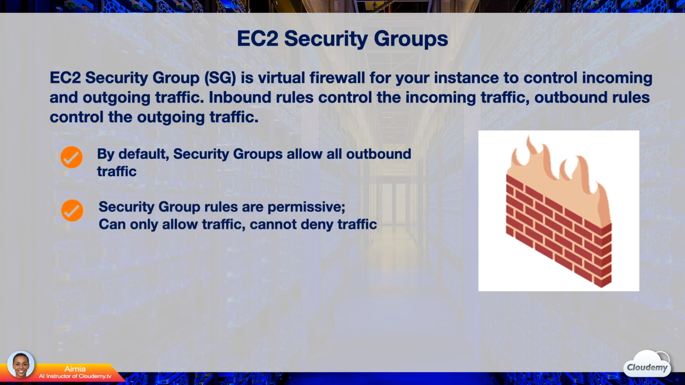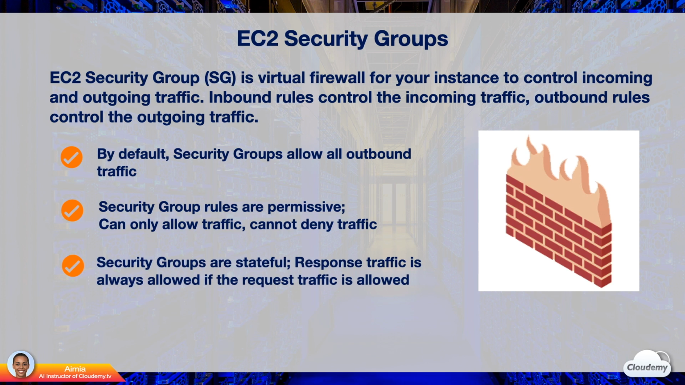Security group rules are permissive. You can only allow traffic, you can't explicitly deny traffic. In order to deny certain traffic, you need to use something called Network Access Control List. When AWS creates default VPC, a default network ACL is also created to allow all traffic. We won't talk about the detail of network ACL in this episode.